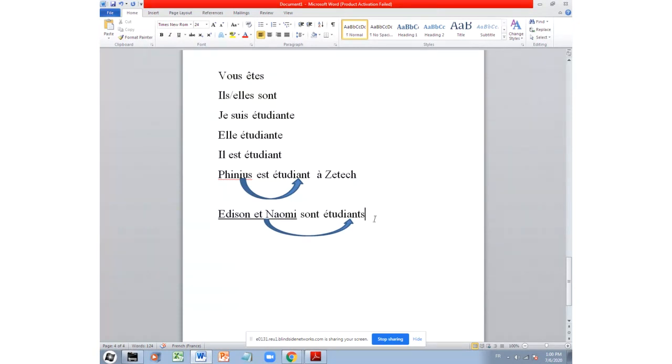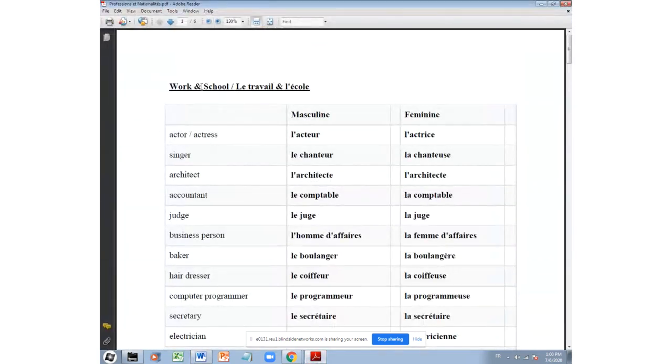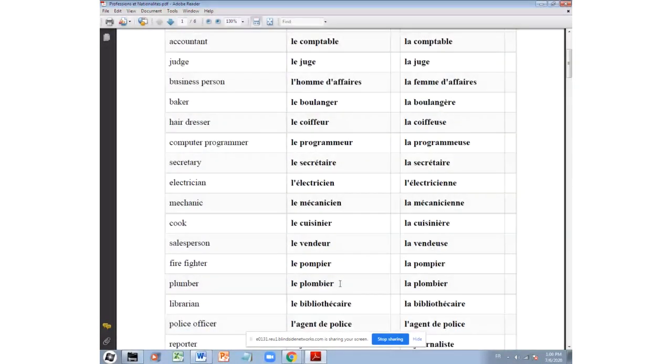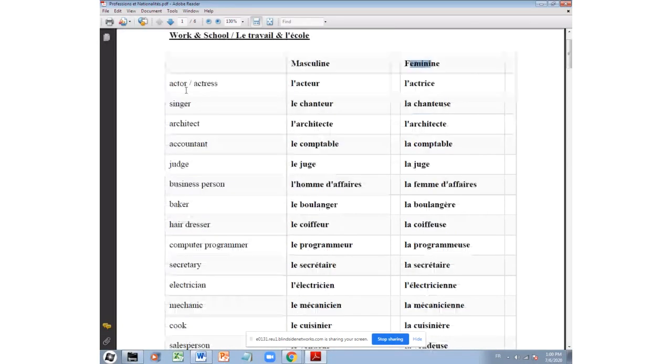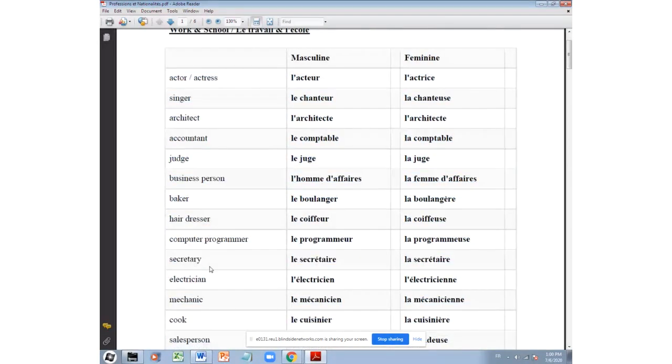So very first, I'm going to share with you work and school: le travail et l'école. Please note that the way I've given you, these are the nouns, but how would you make them professions? You make them professions by dropping the article. I've given you the masculine and the feminine, and the translation in English, so it is very easy for you to understand. It's upon you to master what you say in French as far as professions are concerned.